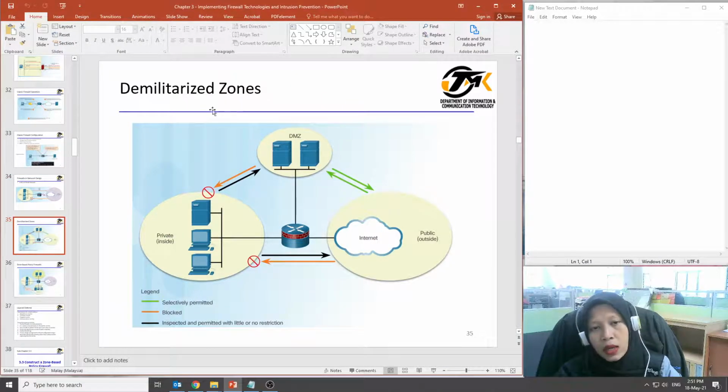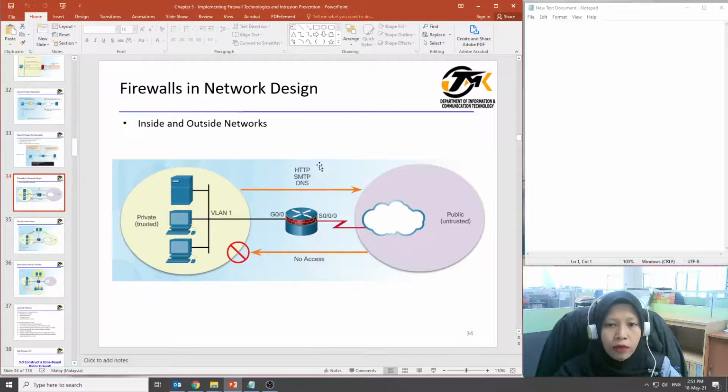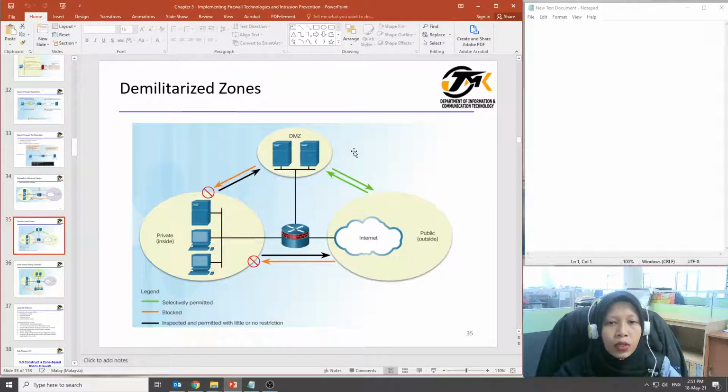So this is what I said about the demilitarized zone. All these kinds of services, in terms of servers, we put in a DMZ. Why? Because the DMZ is located between the private and public. The firewall should deny any connection from the public to the private, and the DMZ also will deny any connection from the DMZ to the private.